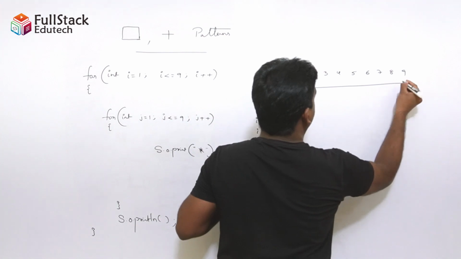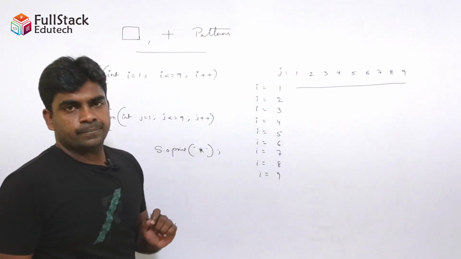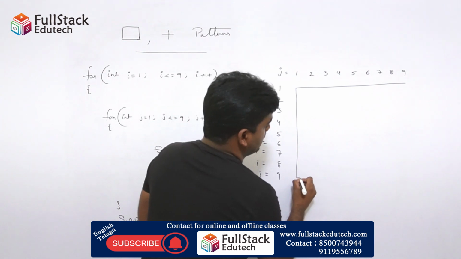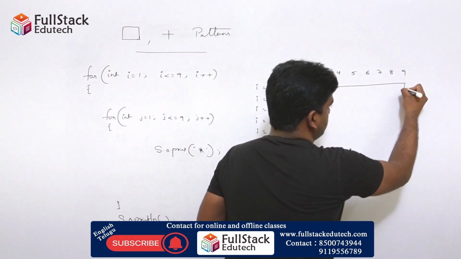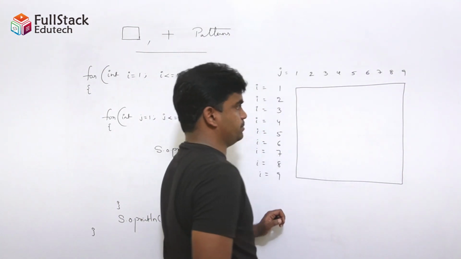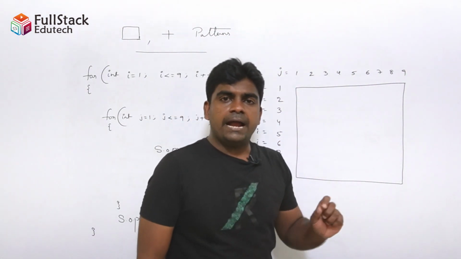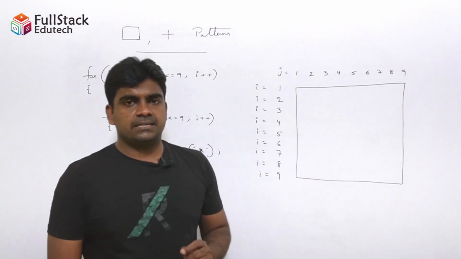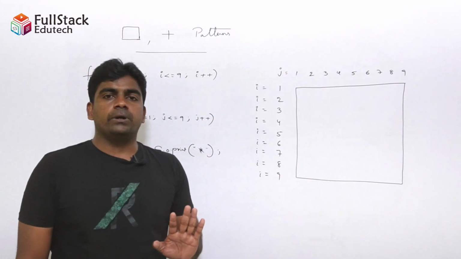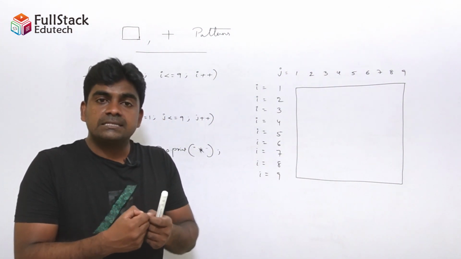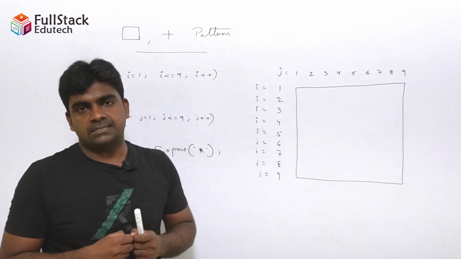Only in the first row I want to display. Here, the first column I want to display. Last row I want to display. Last column I want to display. In the remaining places, I don't want to display the stars. I just want to print only spaces. So now we need to display the stars with conditions.